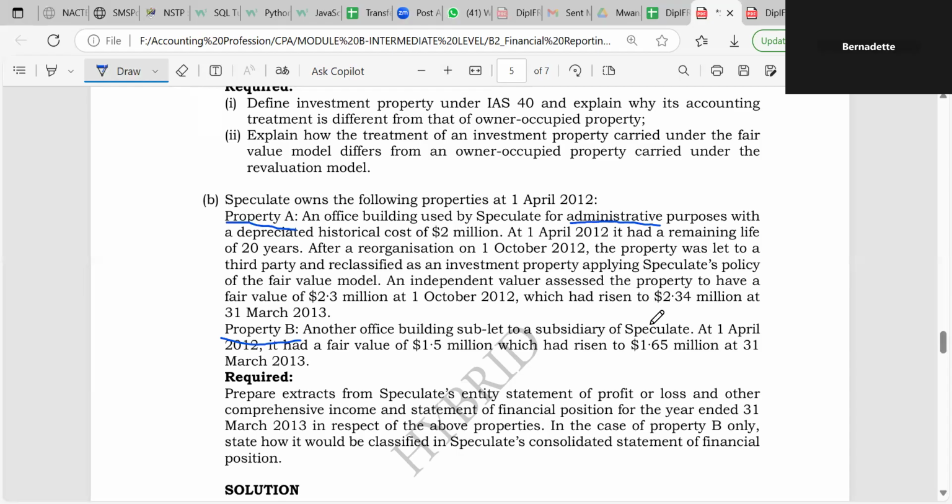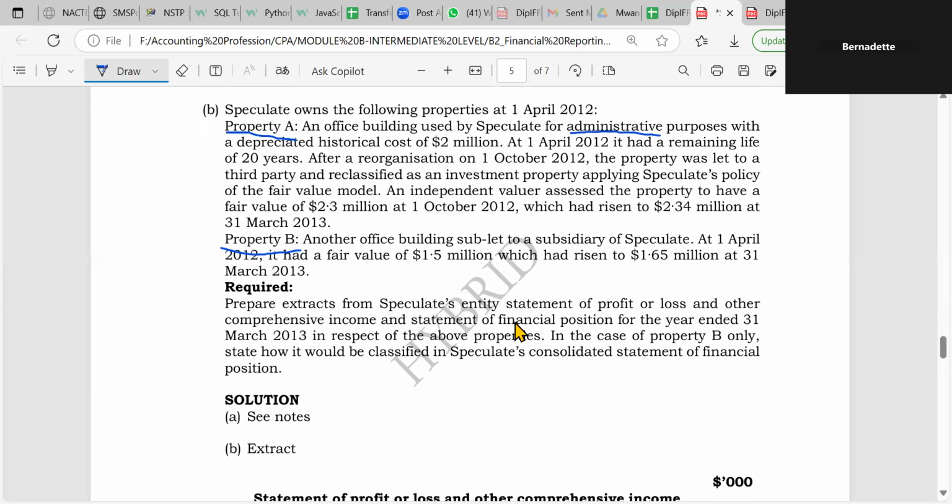At 1st April 2012, it had a fair value of 1.5 million, which had risen to 1.65 at the 1st March 2013. Okay, what are we required to do? Prepare the extract from the speculative entity statement of profit or loss and other comprehensive income and statement of financial position for the year ended 1st March 2013 in respect of the above property. So we just need that.